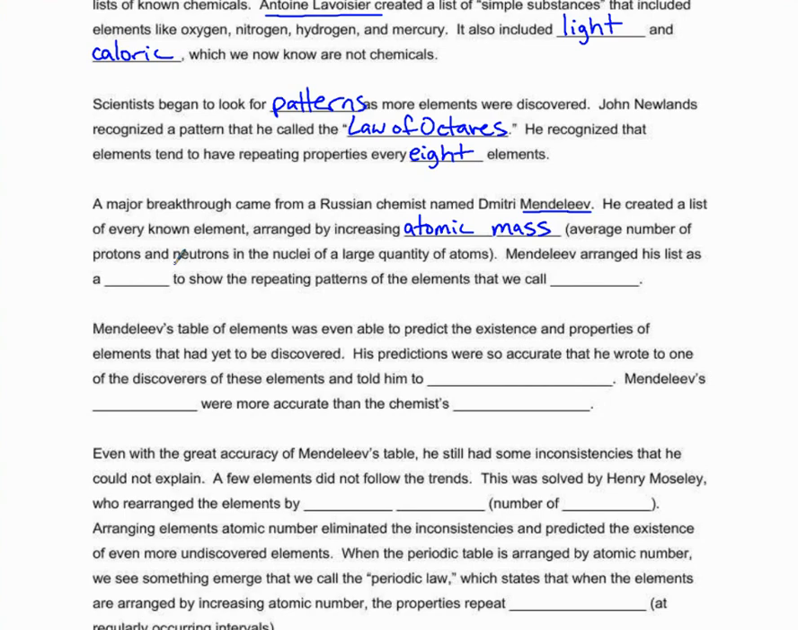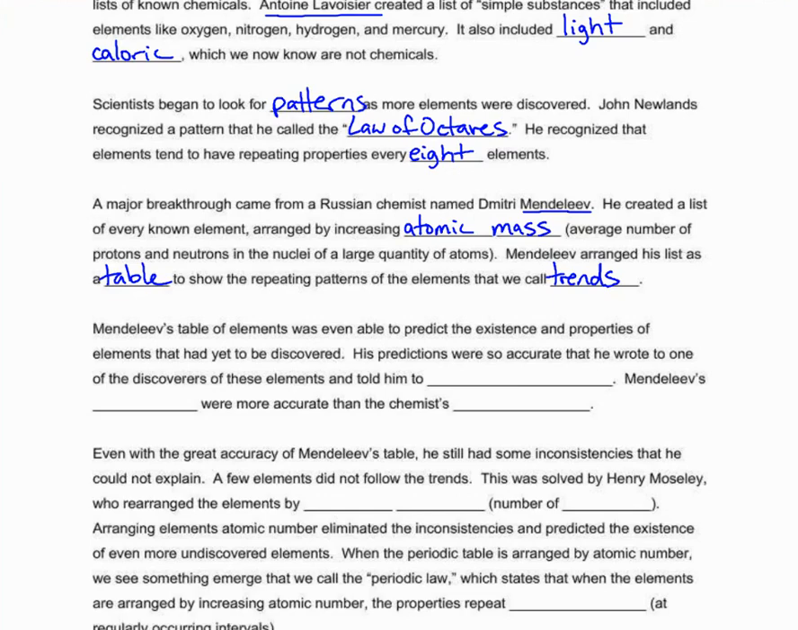Mendeleev arranged his list as a table. In doing this, he was able to show the repeating patterns that he saw in the elements, things that we now call trends. He noticed that fluorine, chlorine, bromine, and iodine all have very similar properties, and so he wanted to arrange them in a way that would show the trends.